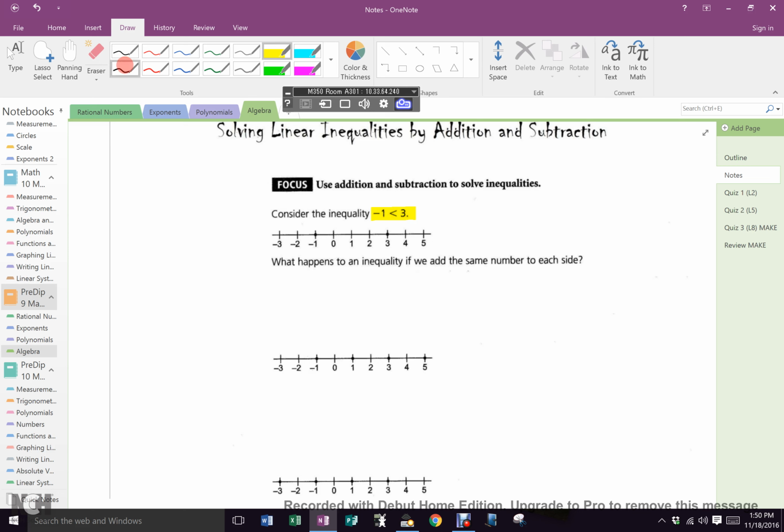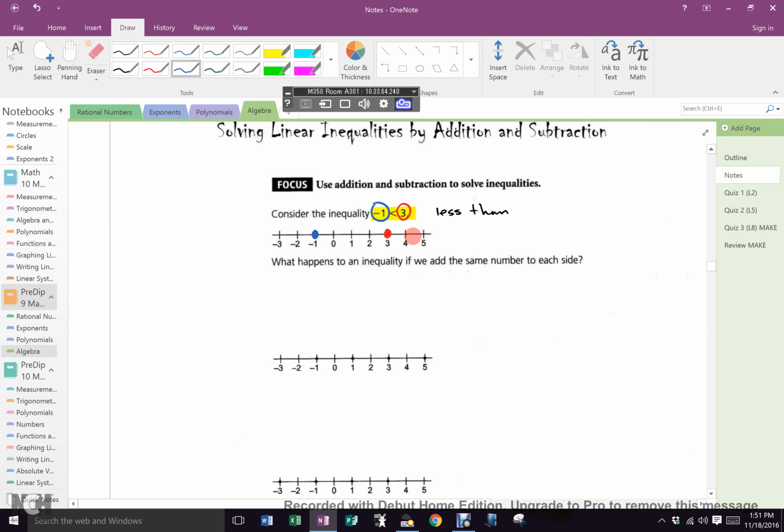Right. That is -1 is less than 3, right? Okay. So this is less than. Now, put it on a graph. If you look closely, you will see that it is already on your graph. But -1, I'm going to do in a red dot. And 3, I'm going to do with a blue dot.